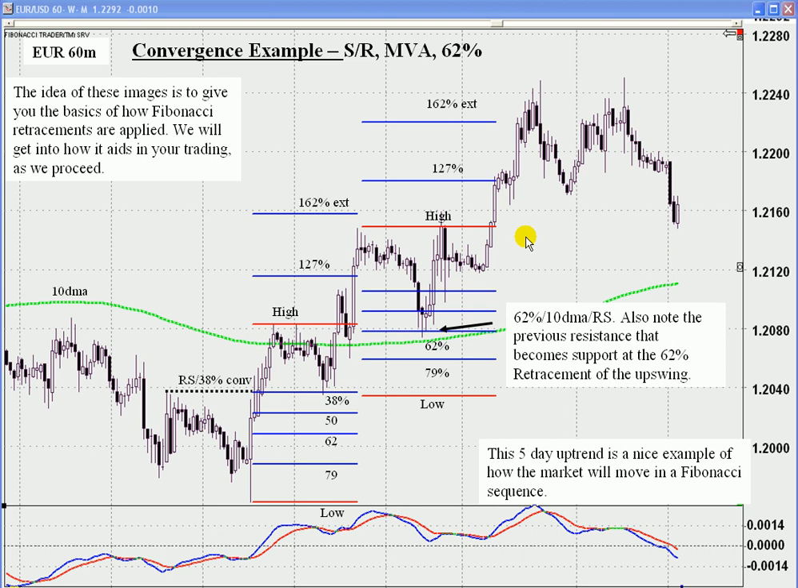A Euro 60-minute chart we see now, and a spike low, failure to make a new low. Price rallies, retraces to 38%. Previous resistance becomes support. This is also a central pivot. Price rallies, retraces 62%, 10-day moving average, and rallies. Doesn't get through the high, but does in the following trading session. Rallies to 127 and 162% extension.